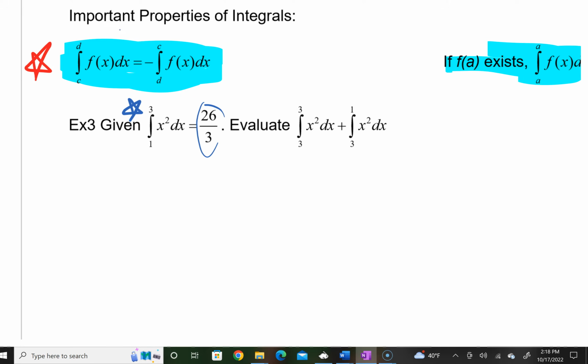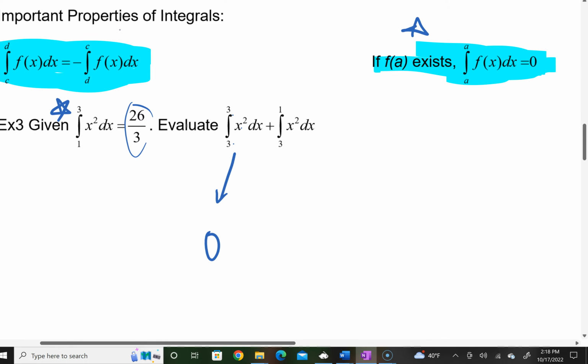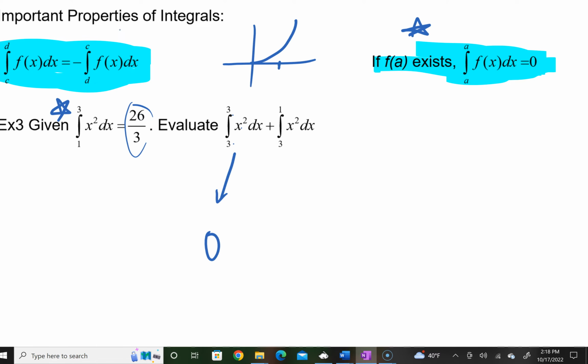But wow, look at this. 3 to 3 of x squared dx. This right here is 0. See, that right there is this theorem right here. What's the net area from x equals 3 to 3? Imagine that you had an x squared and here's a 3, and you'd say, just go from 3 to 3. You're like, I could only draw a little segment. The width of my rectangle would be 0. Yep, that's just a 0.